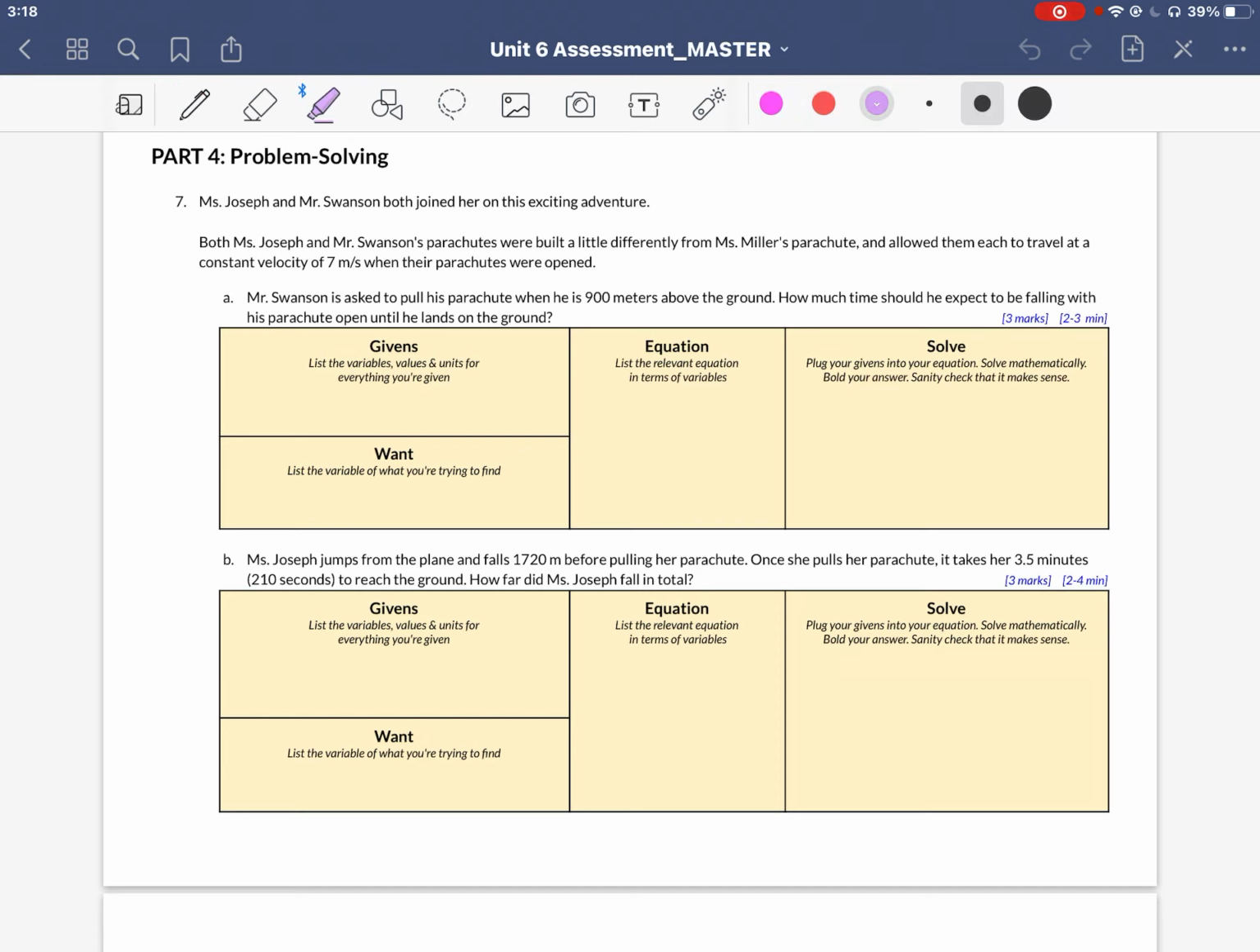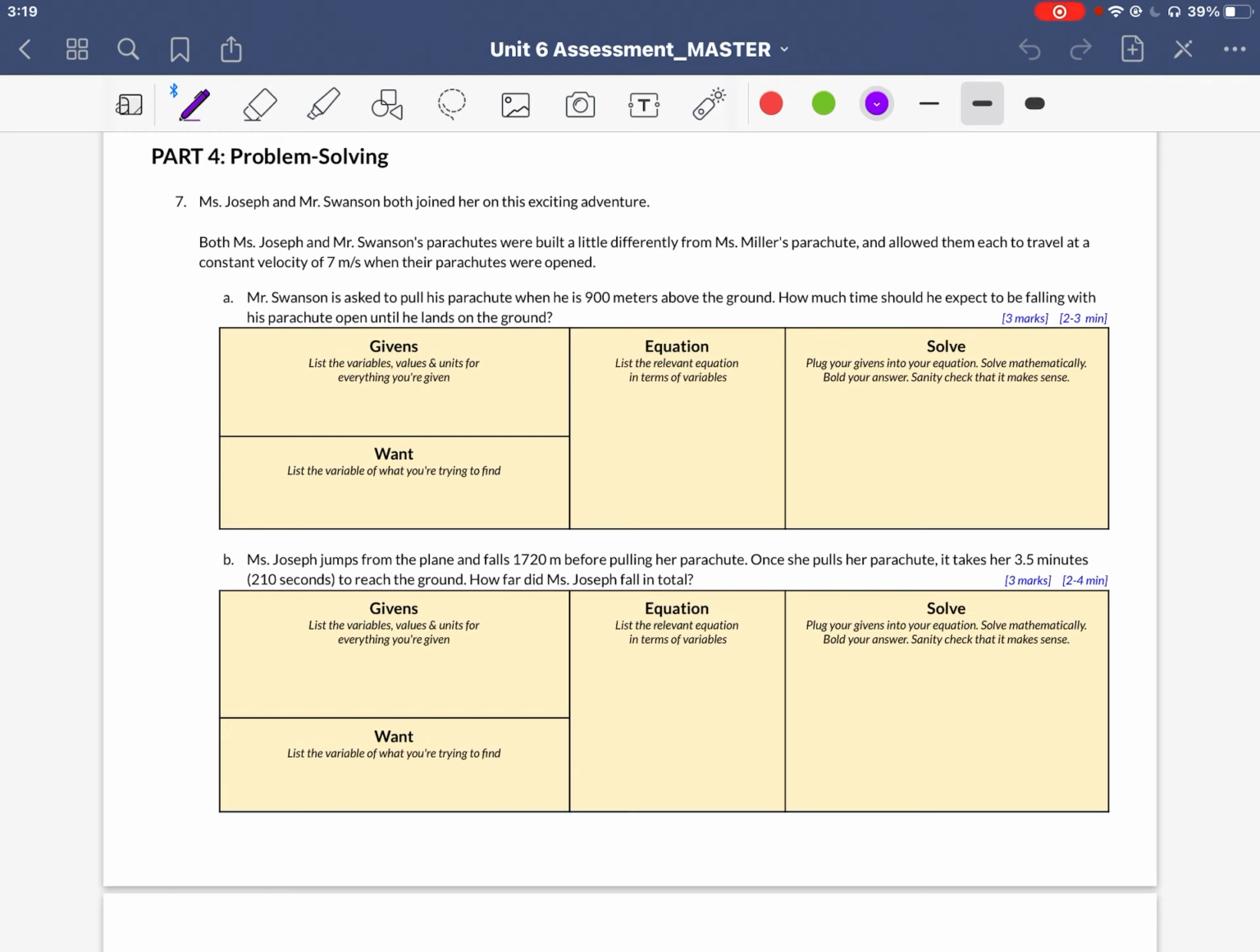My first step whenever I do any problem is always to read the problem out loud. So, Ms. Joseph and Mr. Swanson both join her, being Miss Miller, on this exciting adventure. What a fun adventure land and imagination land we are living in. Miss Joseph indeed does not like parachuting, but we can pretend.